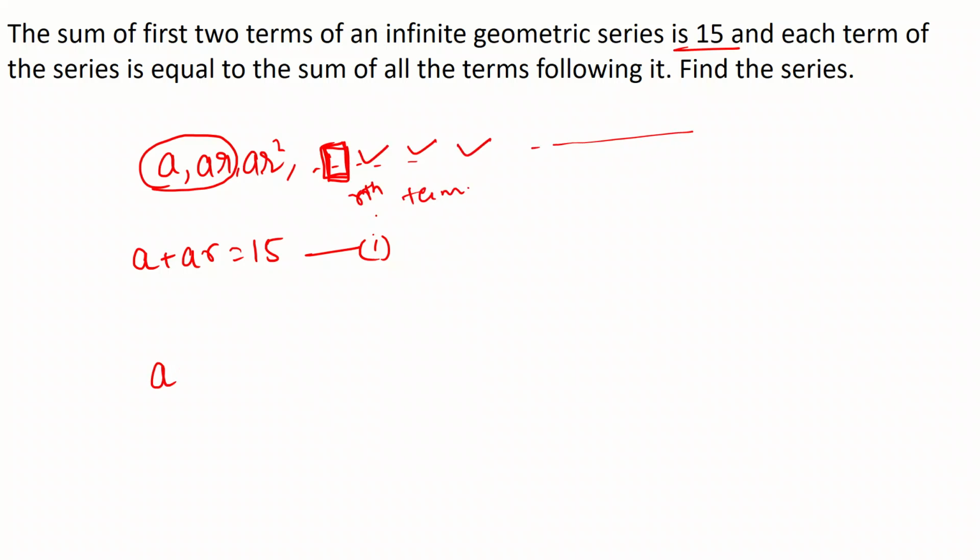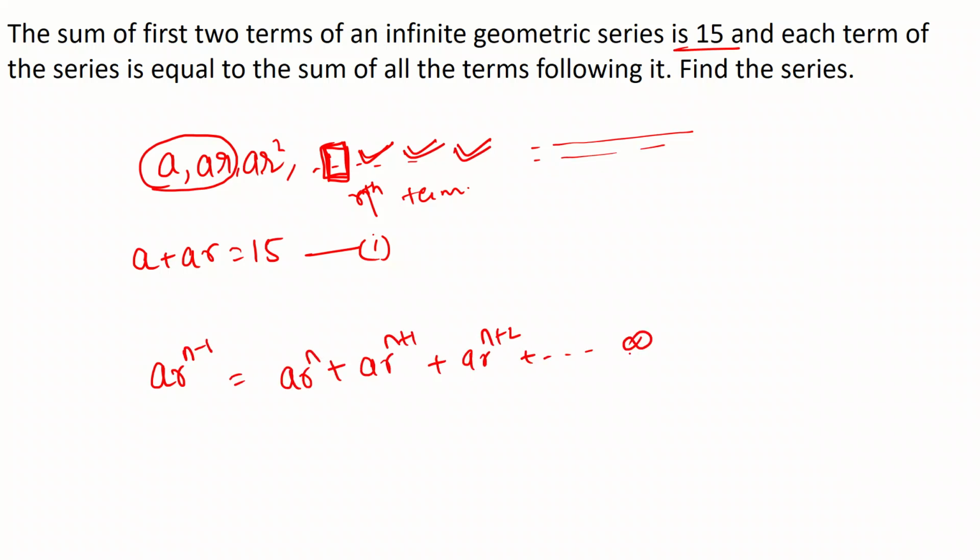Okay, not the rth term, the nth term, because r is already the common ratio. I'm sorry. So if you take the nth term, then the nth term is actually the (n+1)th term plus the (n+2)th term plus the (n+3)th term all the way up to infinity. So that means a r to the power of n minus 1 is equal to a r to the power of n plus a r to the power of n plus 1 plus a r to the power of n plus 2 plus all the way up to infinity.